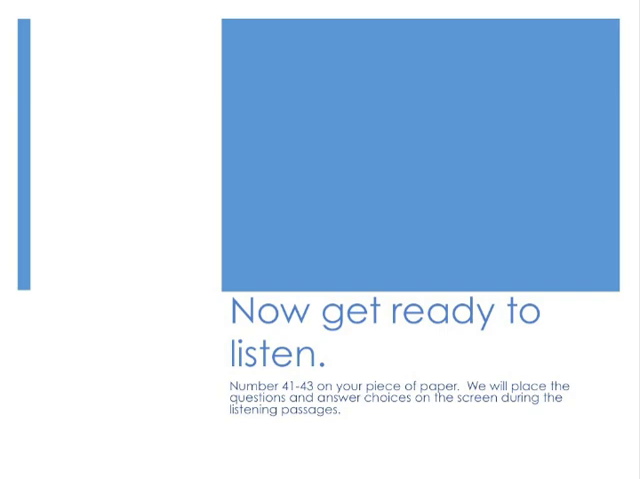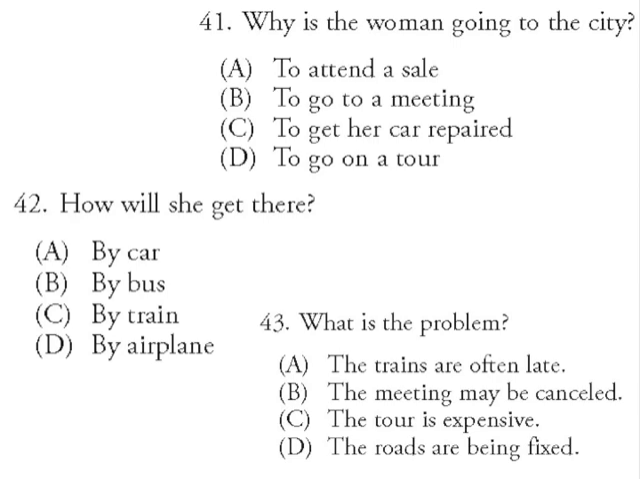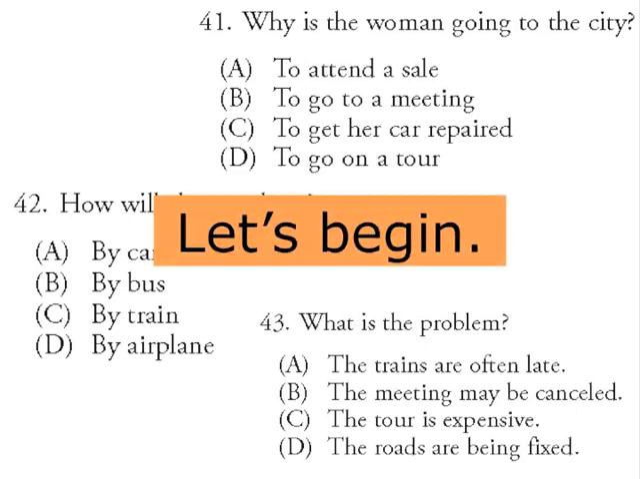So now let's get ready to listen. Find a piece of paper and just number 41, 42, and 43. This will give you a chance to feel what it's like during the test. So what I will do is place the questions and answer choices on the screen again during this listening time. As you listen, take a look at the questions. I'll give you a moment to briefly look at them. Now let's begin.